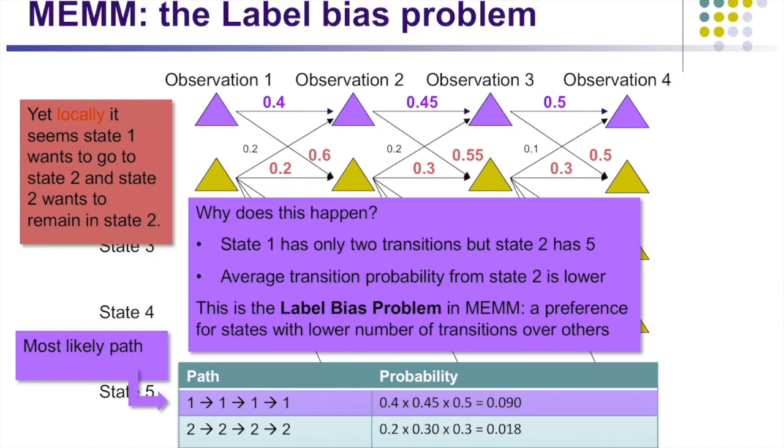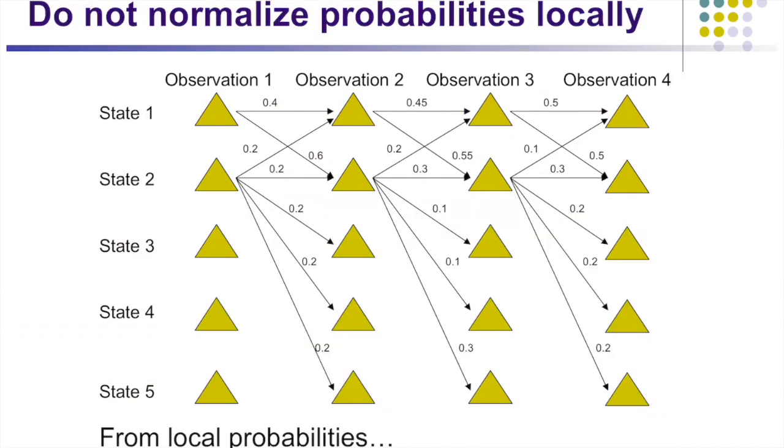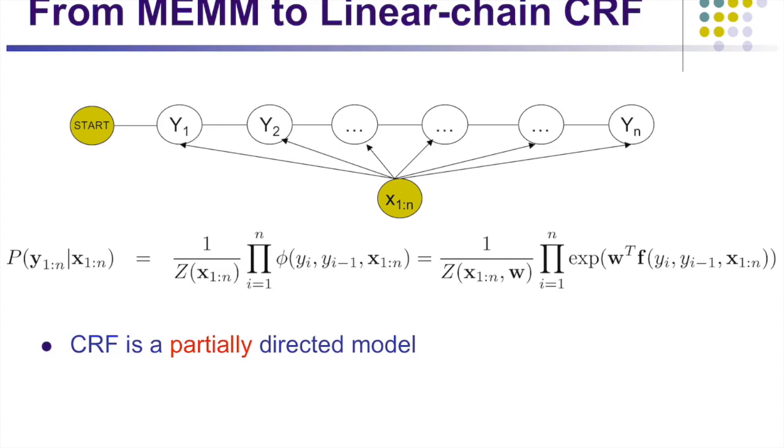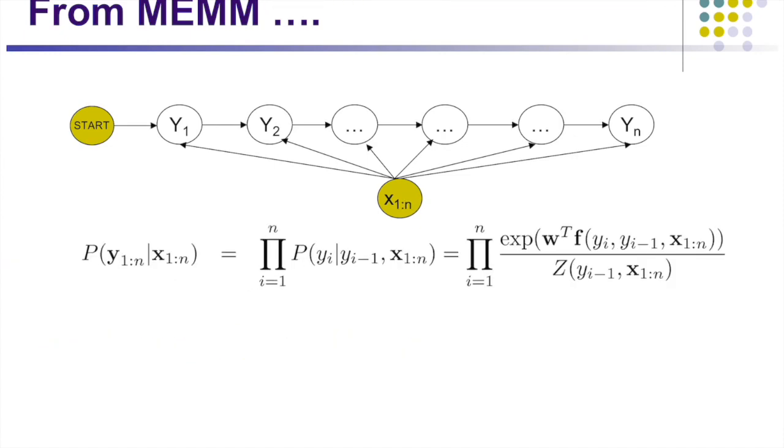So the remedy to that is actually very simple. Instead of using local probability, use local potential, which is not normalized. So I remove the arrows, basically, between the states. So I go from this model to this model. See the difference? So I remove the arrows from y1 to y2.